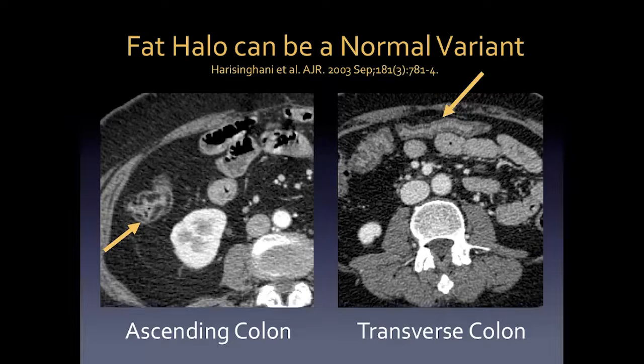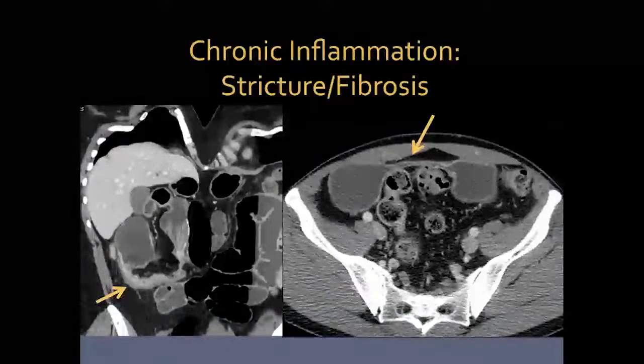Same goes for small bowel if you're looking for the fat halo sign in small bowel. If you see fat in the bowel wall when the bowel loop, the colon loop, is distended, that is more indicative of pathology.